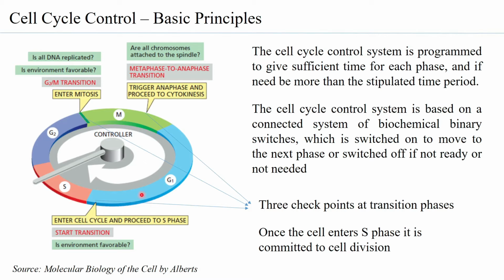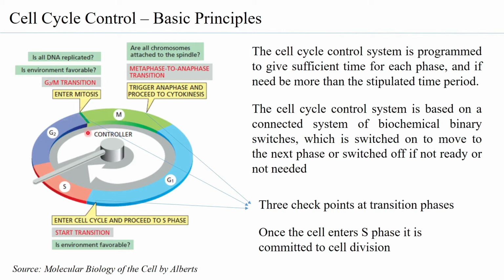Suppose the cell is not ready, suppose the environment is not conducive, then from G1, the cell can go into a quiescent stage, what is called the G0 stage. Why? Because the environment is not favorable for proliferation. So the cell will remain arrested. It will not go in for proliferation. But when the environment becomes conducive, it can get back to the cell cycle again to proliferate.